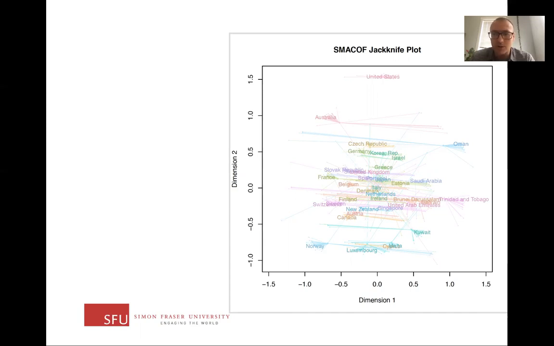And so you can get an idea for the stability of this projection into the 2-dimensional space for each of the countries. So the United States is pretty stable, and that really speaks to the fact that it's an outlier and it really controls the fit of MDS, whereas some of these other countries move around quite a bit, right? As we drop points.